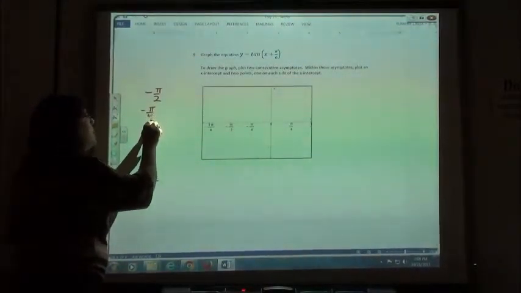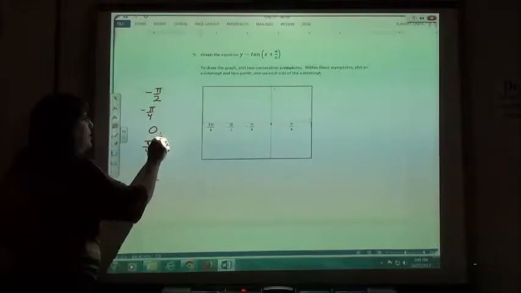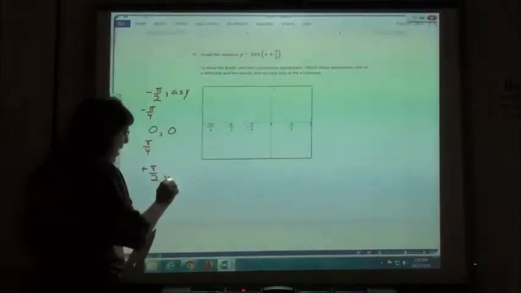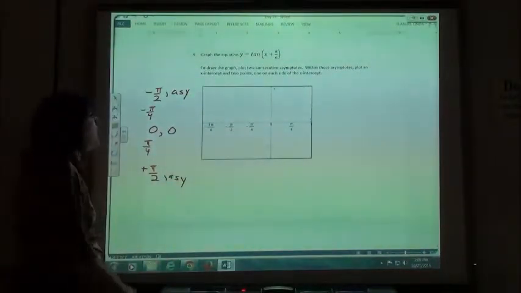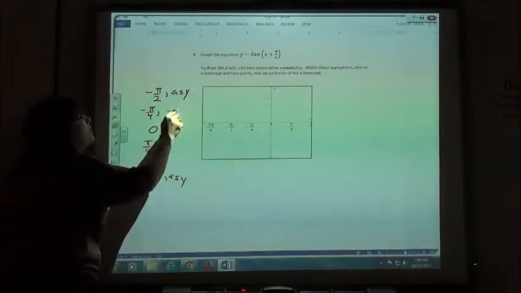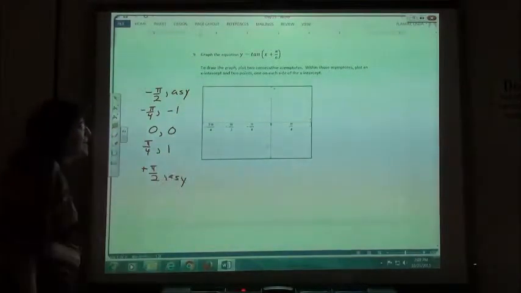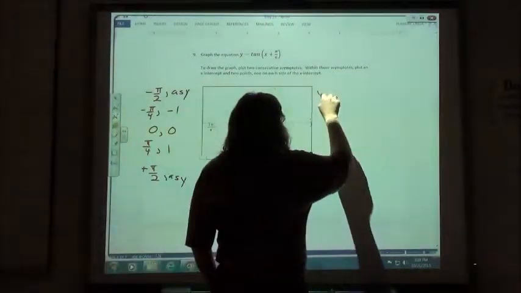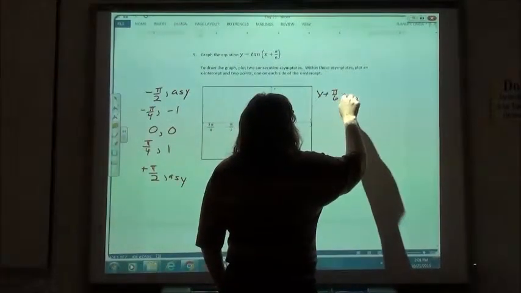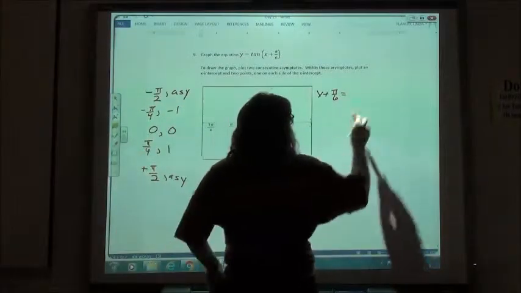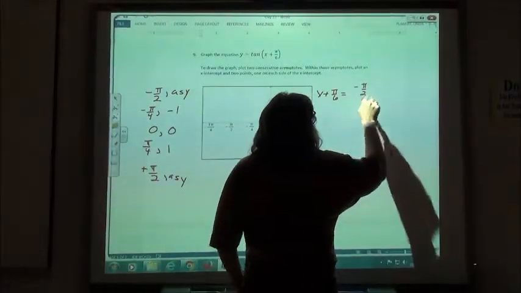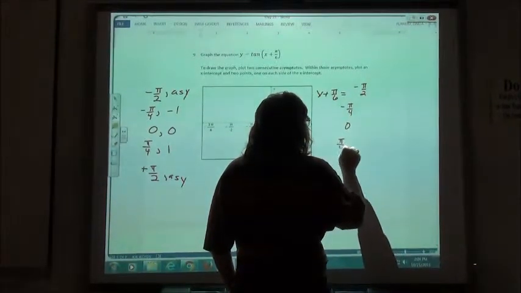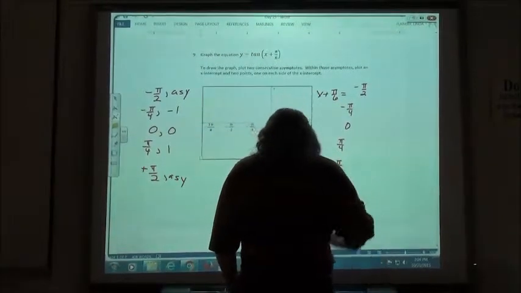Negative pi over 4, positive pi over 4. So we said 0, 0 is the middle. That at the beginning and the end we're having our asymptotes, just like on the cotangent curve. With the tangent curve, normally you start in the negative direction, end in the positive direction. So x plus pi over 6 is going to equal each of my starting x values: negative pi over 2, negative pi over 4, 0, pi over 4, and pi over 2.